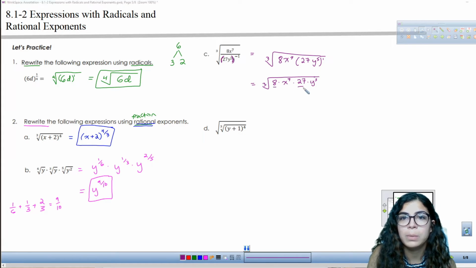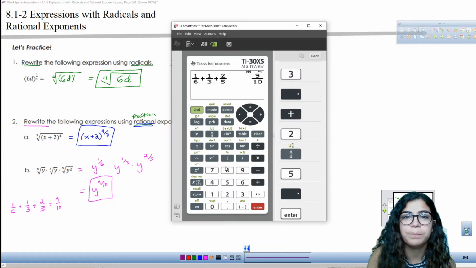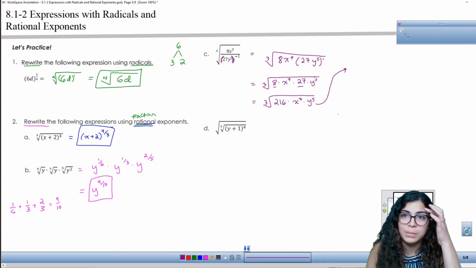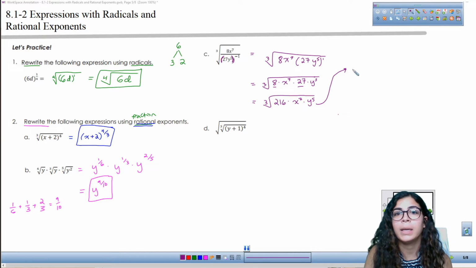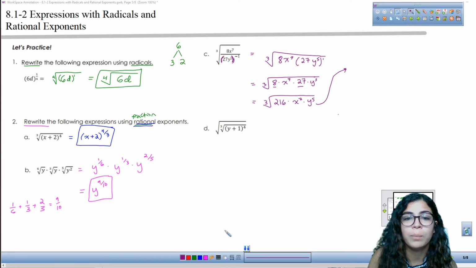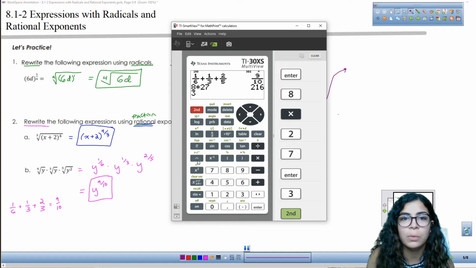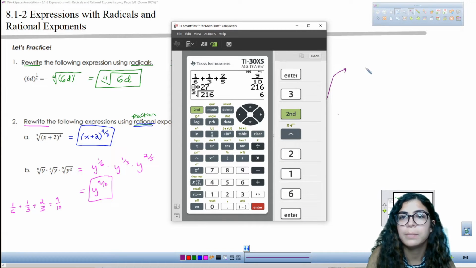So now let's go ahead and multiply. 8 times 27 is 216. So we have the cube root of 216 times x to the power of 7 times y to the power of 5. Now that everything is simplified on the inside, I'm going to go ahead and distribute that radical. Now the cube root of 216, let's see if that's a perfect cube. So the cube root of 216 equals 6.